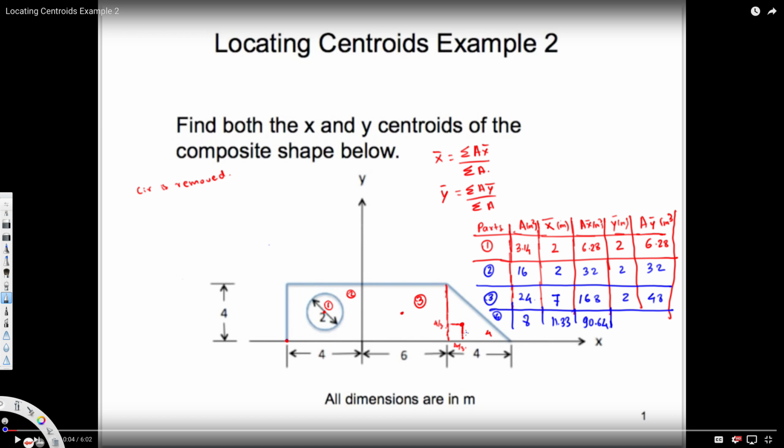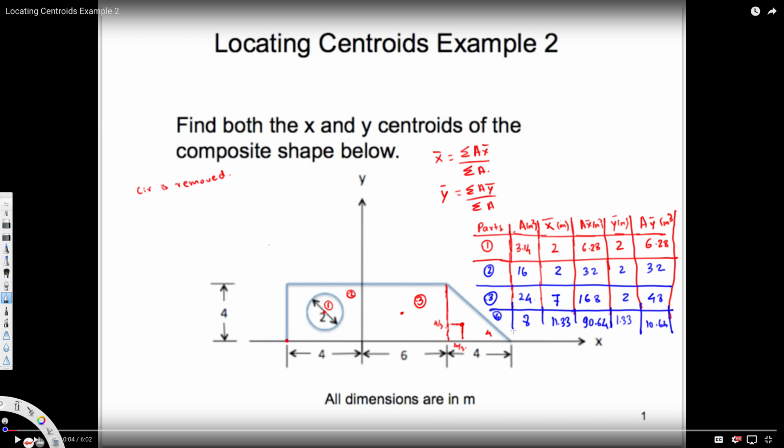Then y bar is going to be simply the height, so from here to here. So the height is also 4 over 3 of the triangle, so it's going to be 1.33, it's just 1.33. Then if I multiply 8 times 1.33, it's going to give us 10.64.